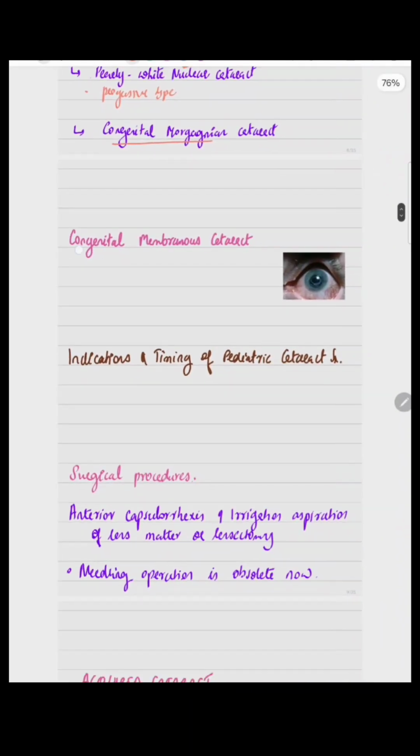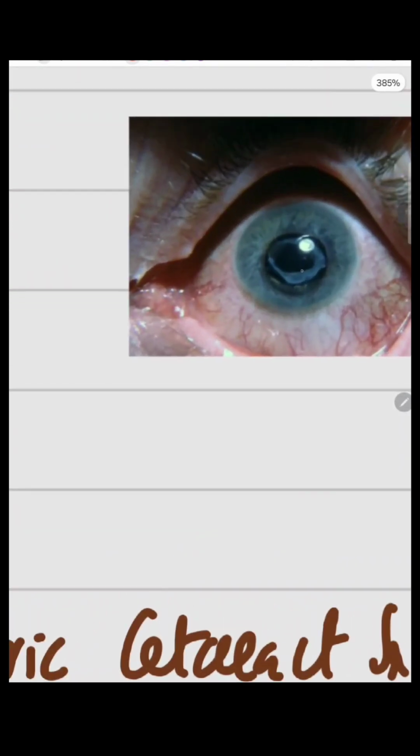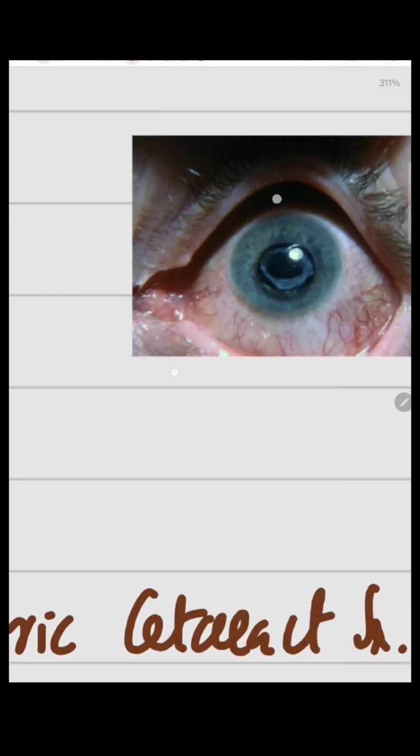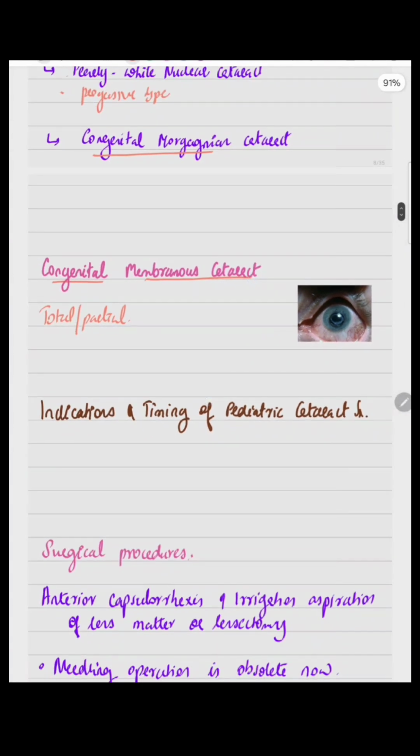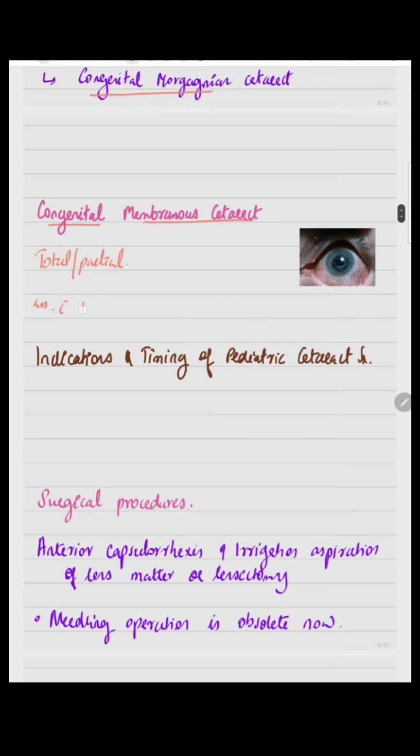Then we have the congenital membranous cataract. Here there is total or partial absorption of the congenital cataract, and it leaves behind a thin membrane like this. That is congenital membranous cataract. It is associated with Hallermann-Streiff-Francois syndrome.